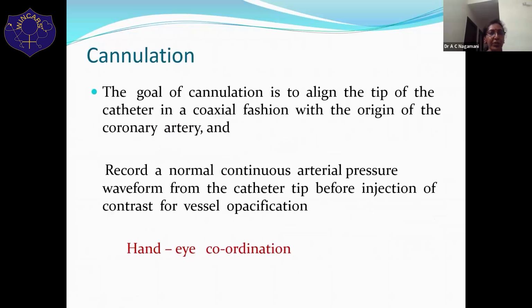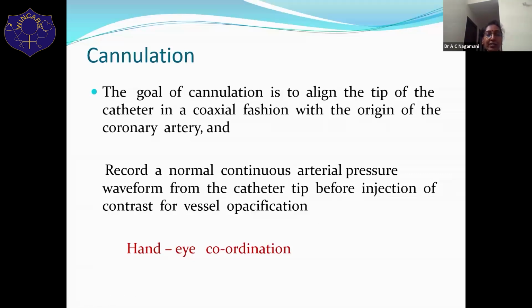So then coming to cannulation, the goal of cannulation is to align the tip of the catheter in a coaxial fashion with the origin of the coronary artery. And we record a normal continuous arterial pressure waveform from the catheter tip before injection of contrast for vessel opacification. So the pressure should be looked into before each injection and after each injection to know whether there is any pressure drop or whether there is any bradycardia.